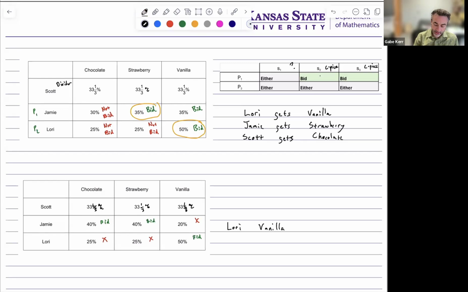And then what I wanted to illustrate in this case is that sometimes you award a share, and you have some ambiguity. So now Jamie has two different shares that she bid on, but you can just choose either one. It can be random here. So let's say strawberry again, or we could mix it up and say chocolate. So Jamie gets chocolate, and then Scott gets strawberry.